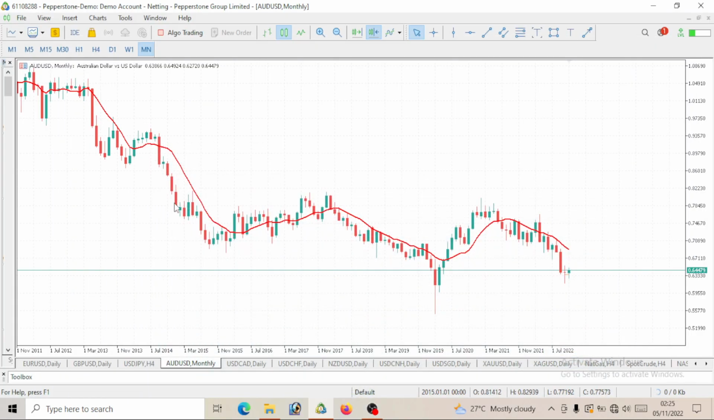Welcome, guys. Let's take a look at our AUD USD. That is the Aussie dollar against the US dollar, right? We want to see where this price will be moving this week.